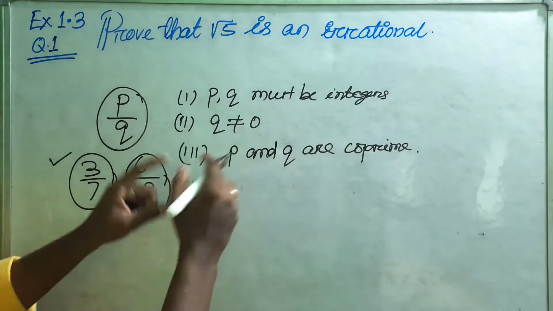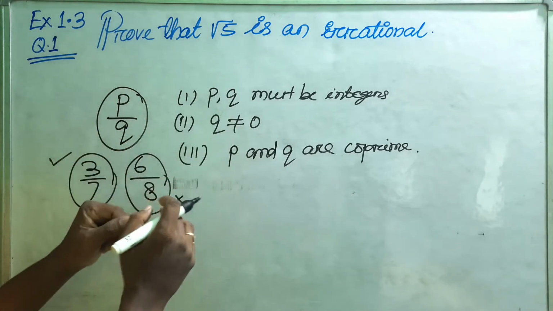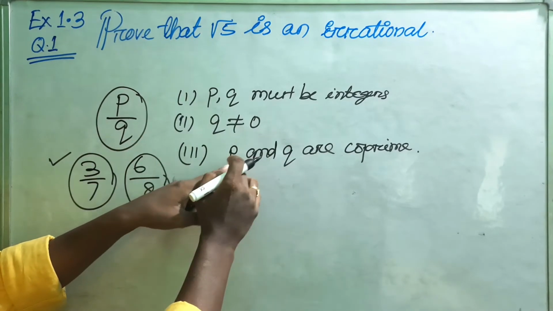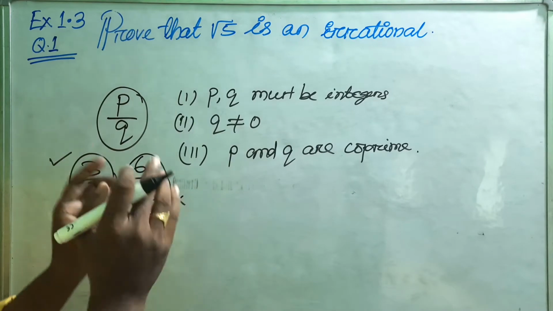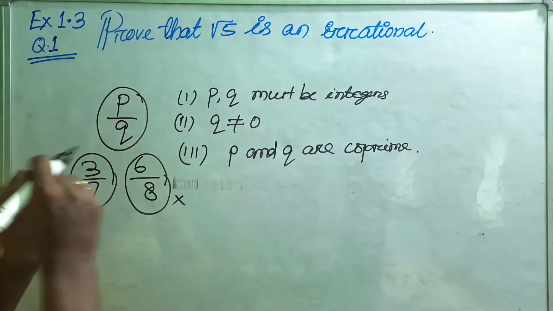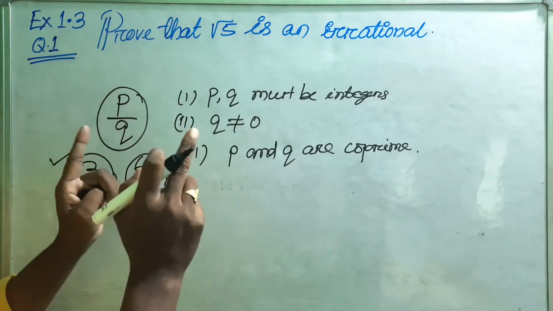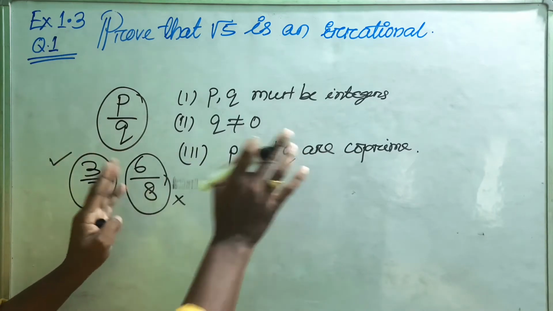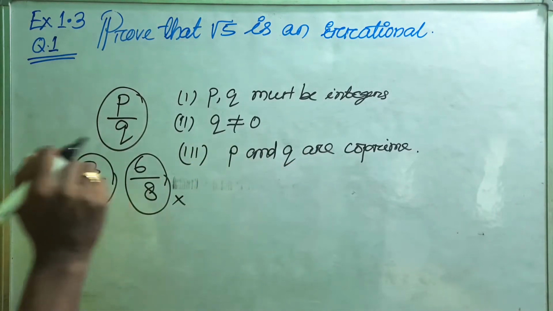Now what is co-prime? You must have known. Co-prime means p and q are both divisible by only 1. They are not divisible by any other number. Only 1 divides them. Now this is co-prime.